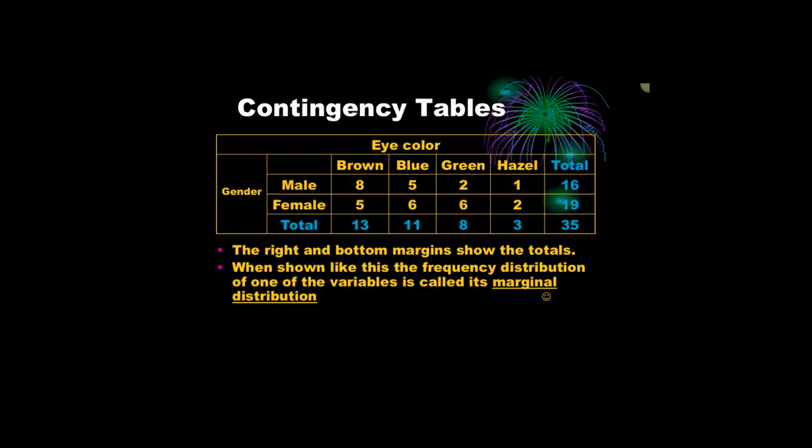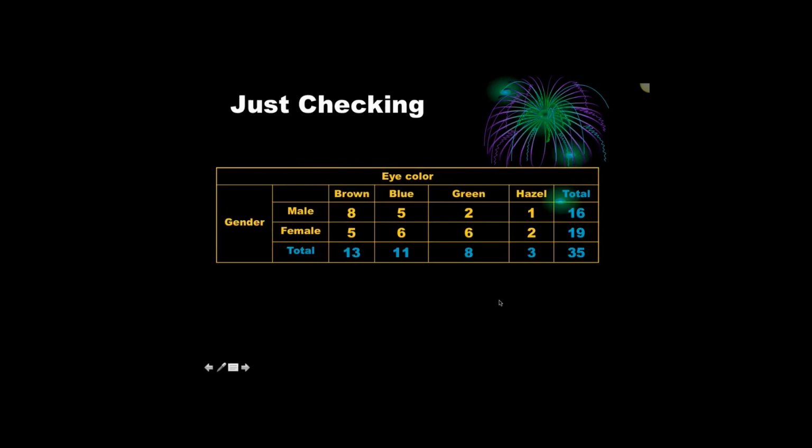When shown like this, the frequency distribution of one variable is called its marginal distribution. So this tells me that we have 13 people with brown eyes, 11 with blue, 8 with green, 3 with hazel, or that we have 16 males and 19 females, and a total of 35 people surveyed total. So let's practice using a contingency table.